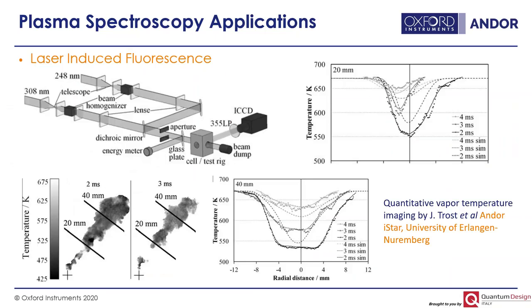Next, I just have a quick example of laser-induced fluorescence. In this particular example, the user had an ICCD camera set up with two-line excitation to look at how the temperature profiles of sprays varied. And then they used this to compare their experimental data with their modeled data. As you can see from the graphs on the right-hand side, there's a little bit of variance between them.